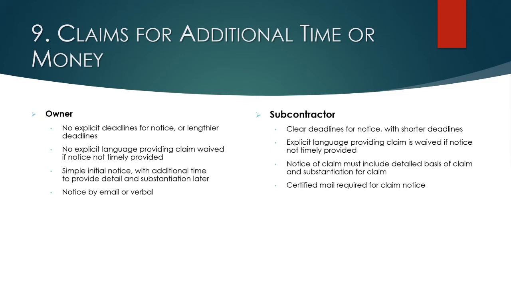With your subcontractor, obviously you want to do the opposite. You do want very clear, short deadlines that the sub has to provide you notice of its claim. And the sub's claim to you needs to be in writing and contain certain data that substantiates its claim, and that allows you to then turn around and pass that on to the owner. So that's all information you need.